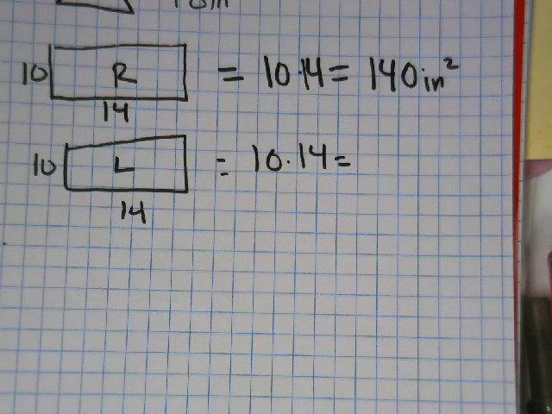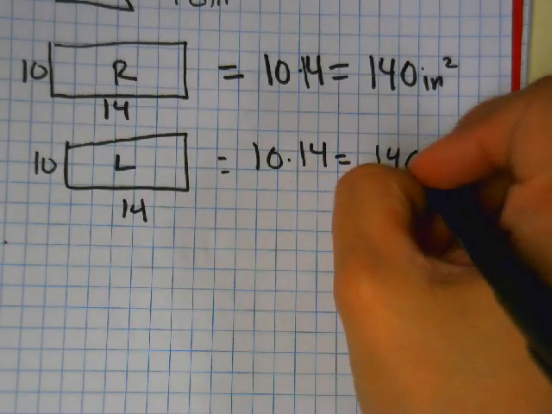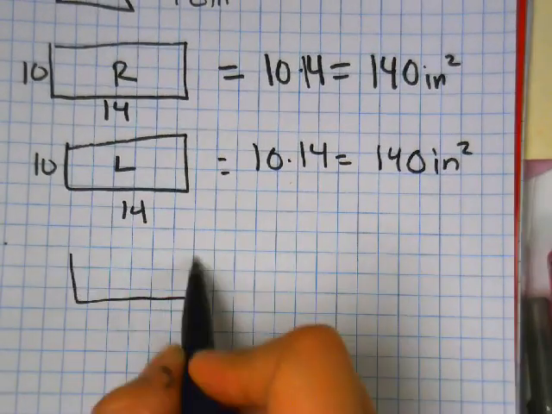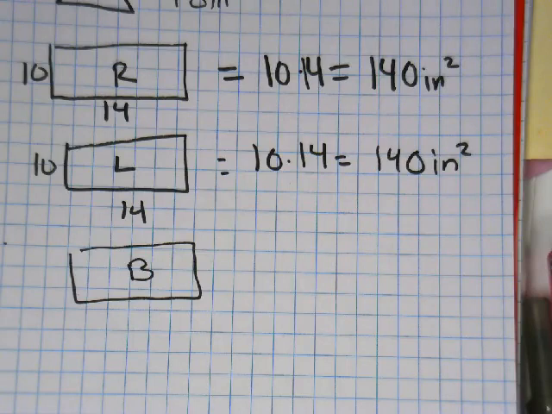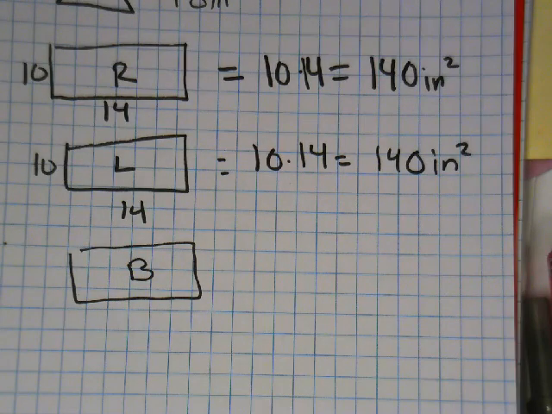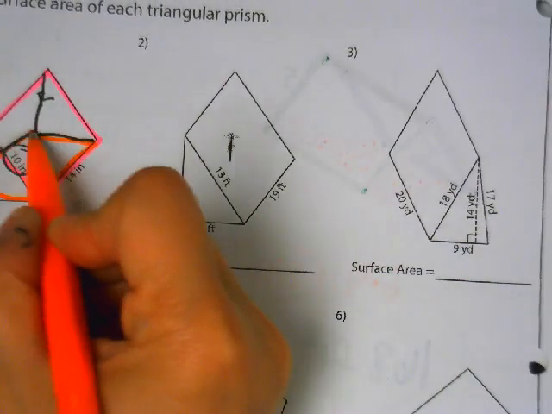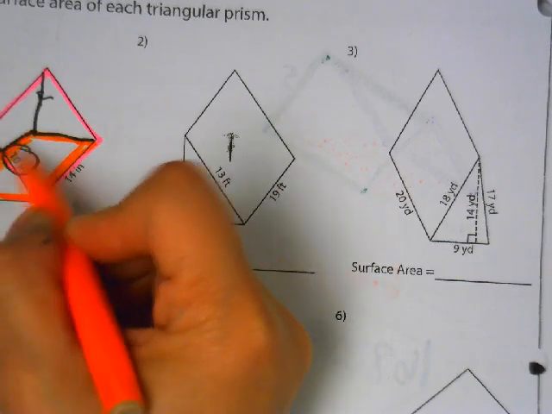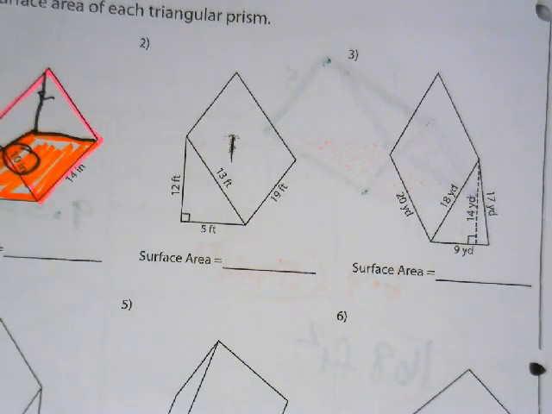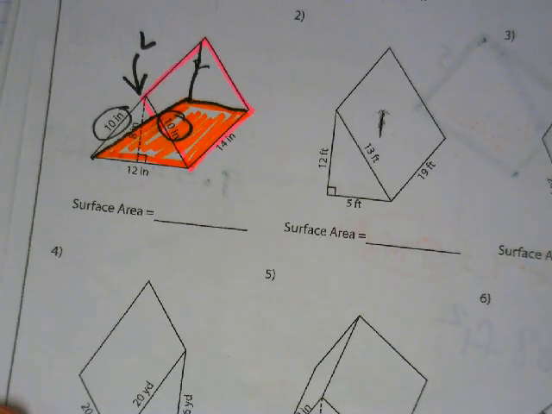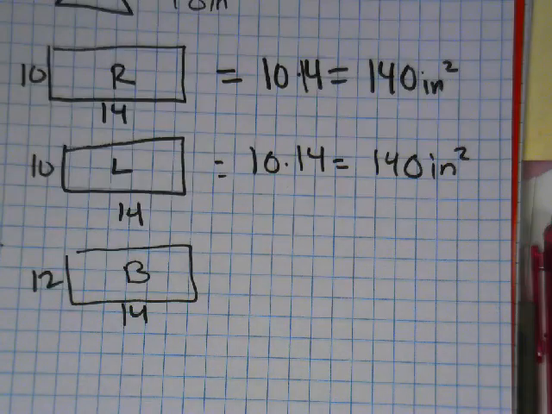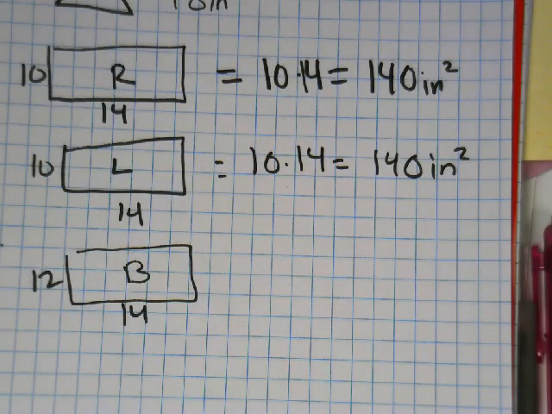What's 10 times 14? 140. Okay, what's the last side we have to talk about? The bottom. All right, so look at your triangular prism. What are my two numbers for the bottom? 12 and 14. That's this part right here, on the bottom. 12 times 14 is 168. Do we agree with that?